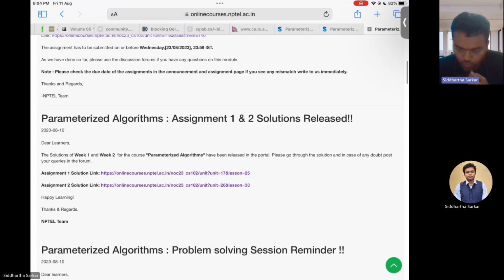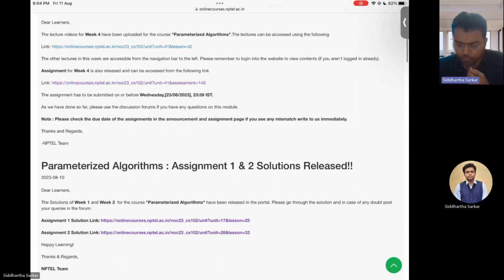So let's go to the whiteboard and let's first look at the assignment 1 and assignment 2 solutions. Then I will solve some questions, some practice problems, which will help you solve the assignment 3 questions.